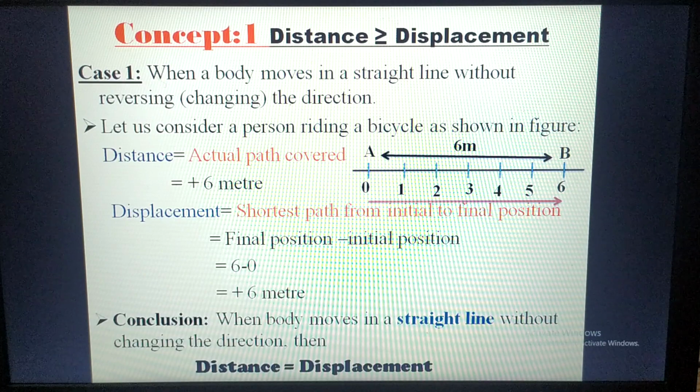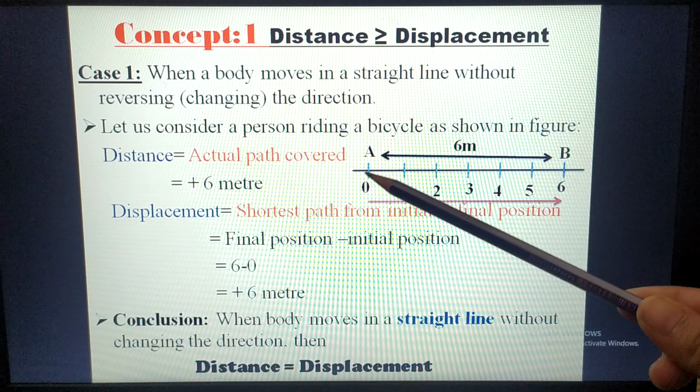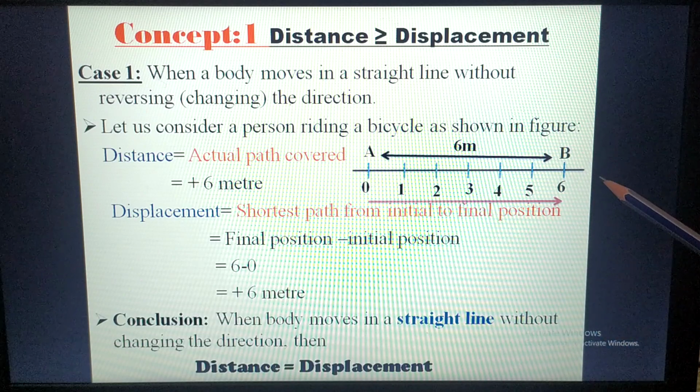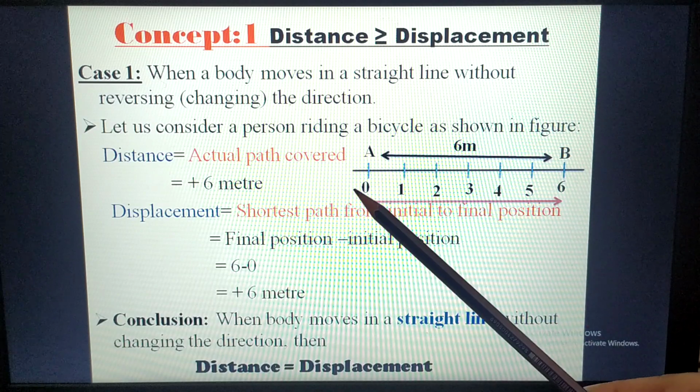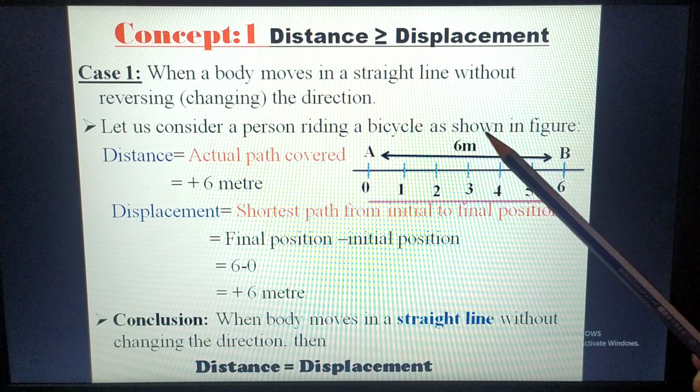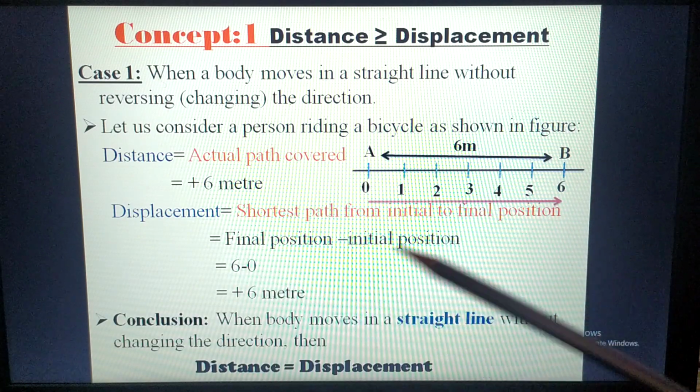Here I have considered a person riding a bicycle, as shown in the figure. He is riding the bicycle from A to B, right? So what is distance? Distance is the actual path covered. So it is A to B. What is the path between A and B? That is 6 meter. So the distance is 6 meter.